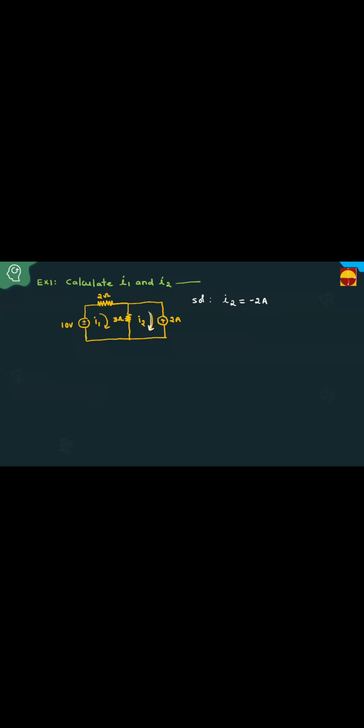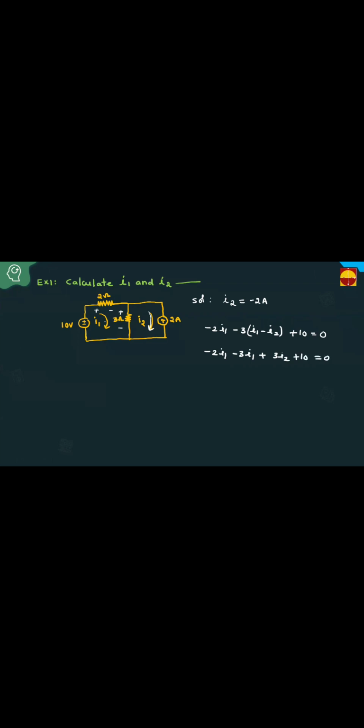Now to find I1, apply KVL here, mesh analysis. Positive to negative, negative: minus 2 I1, minus 3 times I1 minus I2, positive to negative, negative. Minus 3 I1, opposite is I2, minus I2. Negative to positive, plus 10 equal to 0. Minus 2 I1 minus 3 I1 plus 3 I2 plus 10 equal to 0.